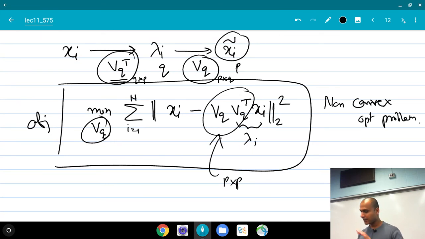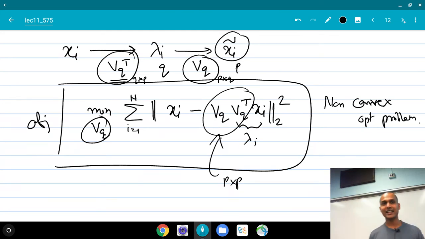No, don't worry about properties of orthogonal matrices. I'm not saying that this P cross P matrix is orthogonal. I'm saying that VQ is orthogonal. That's not a square matrix; it's a P cross Q matrix. I'm just saying that the columns are orthogonal to each other. There are only Q columns, not all P.